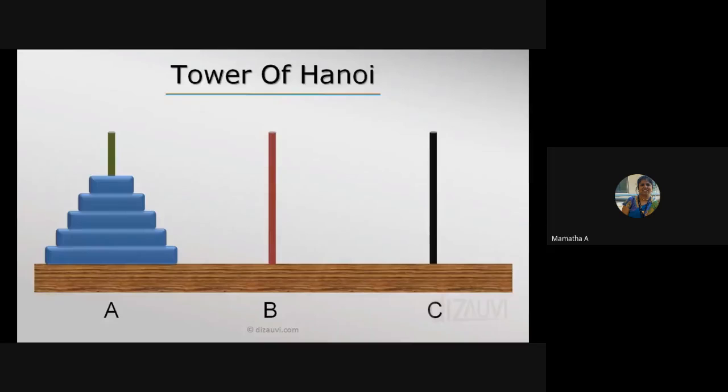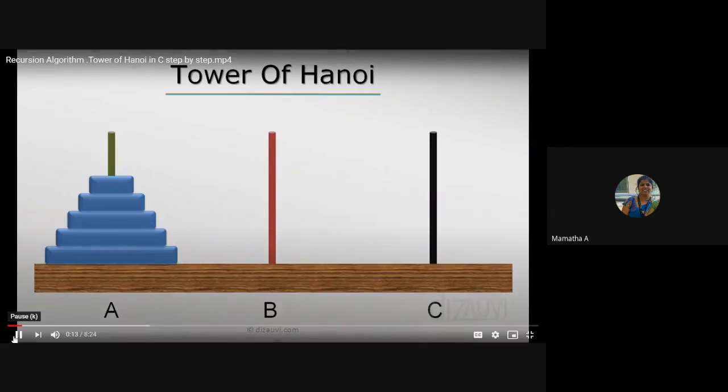To show the application of recursion, there is nothing better than the puzzle Tower of Hanoi. Tower of Hanoi is a very interesting puzzle, and many of you may already know about it.